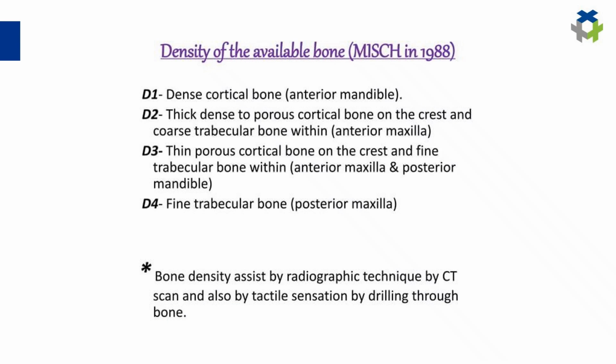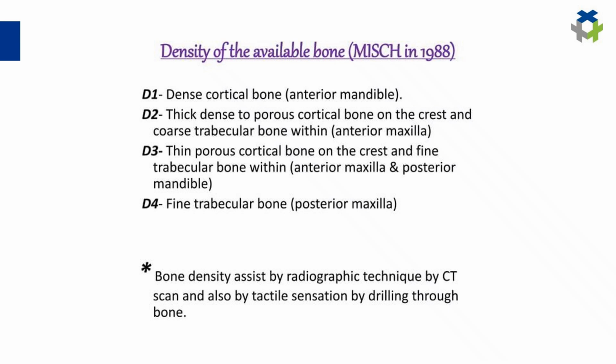So for measuring the density of the available bone, Misch in the year 1988 gave a classification in which he says D1 is a dense cortical bone which is mostly seen in the anterior mandible, D2 a thick dense to porous cortical bone on the crest and coarse trabecular bone within, in the anterior maxilla, D3 a thin porous cortical bone on the crest and fine trabecular bone within, seen in the anterior maxilla and posterior mandible, and D4 a fine trabecular bone, that is the posterior maxilla.